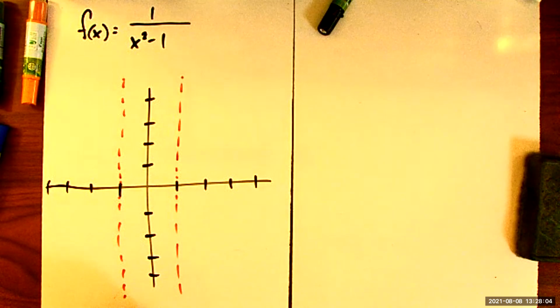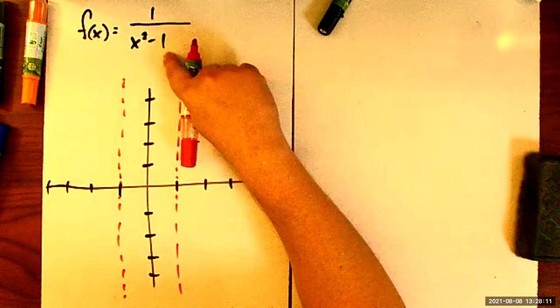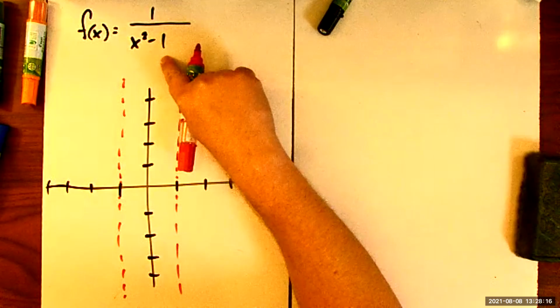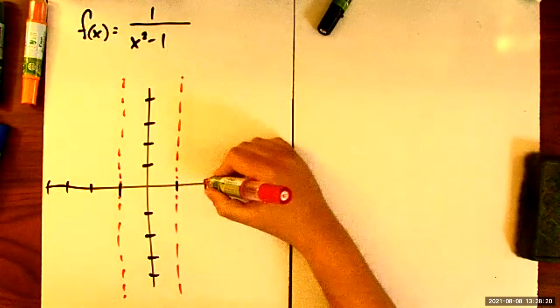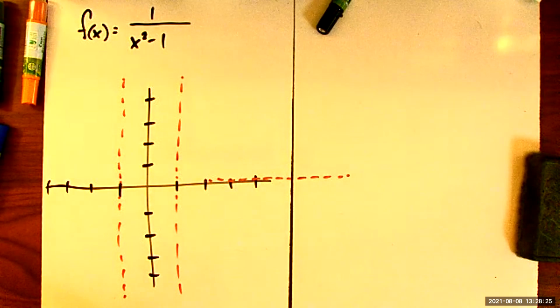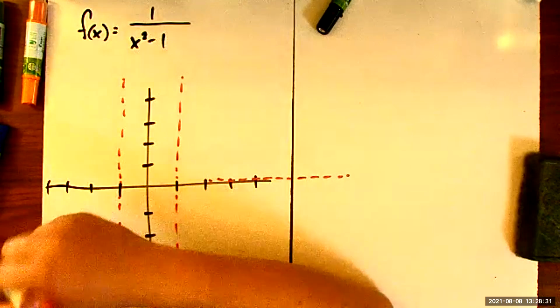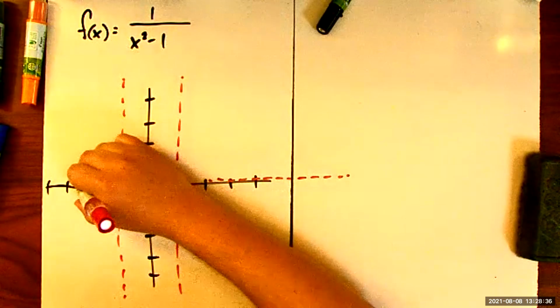We could then ask what the long-term behavior is going to be. And if we plug in a number like a million bajillion into this equation, we're going to get 1 over a million bajillion squared minus 1, which is going to be something super duper tiny. And so as we go out to the right, we know that we're going to be approaching an asymptote which is at 0. Same thing to the left. If we plug in negative a million bajillion into this thing, we're going to get the exact same behavior, where this is going to be going back towards 0.